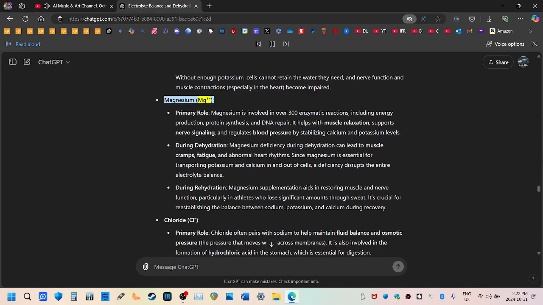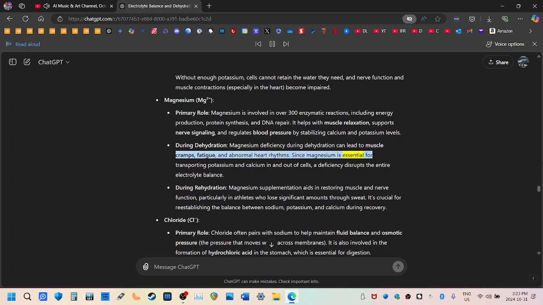Magnesium, Mg²⁺. Primary role. Magnesium is involved in over 300 enzymatic reactions, including energy production, protein synthesis, and DNA repair. It helps with muscle relaxation, supports nerve signaling, and regulates blood pressure by stabilizing calcium and potassium levels. During dehydration, magnesium deficiency can lead to muscle cramps, fatigue, and abnormal heart rhythms.